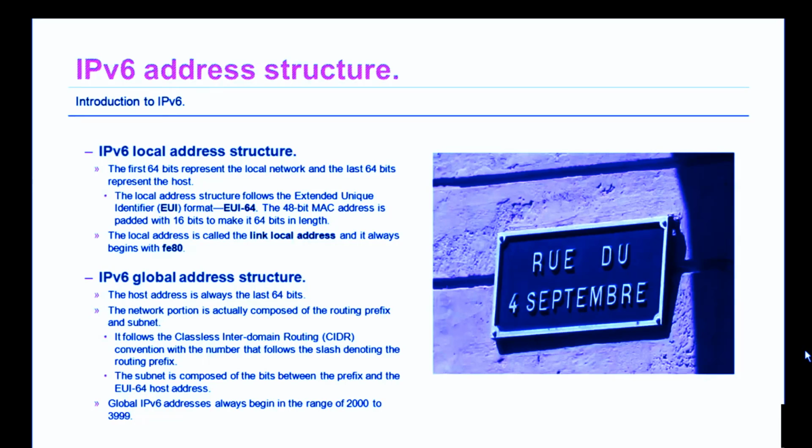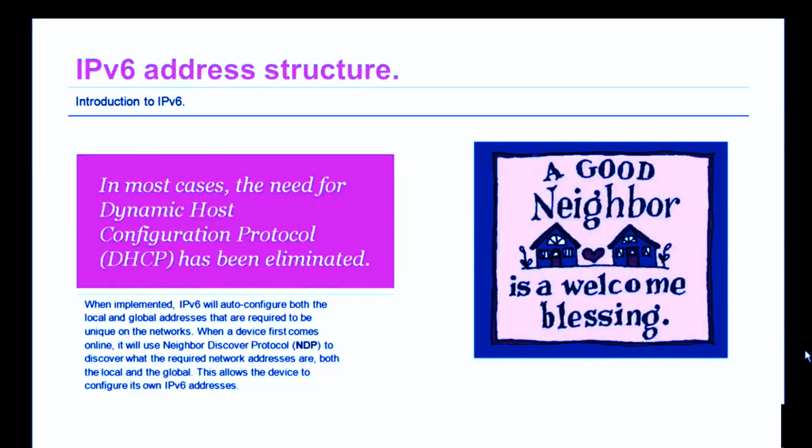Global IPv6 addresses always begin in the range of 2000 up through 3999 in that first group of numbers on the left. Now, in most cases, the need for Dynamic Host Configuration Protocol, DHCP, has been eliminated. When implemented, IPv6 will auto-configure both the local and the global addresses that are required for their networks.